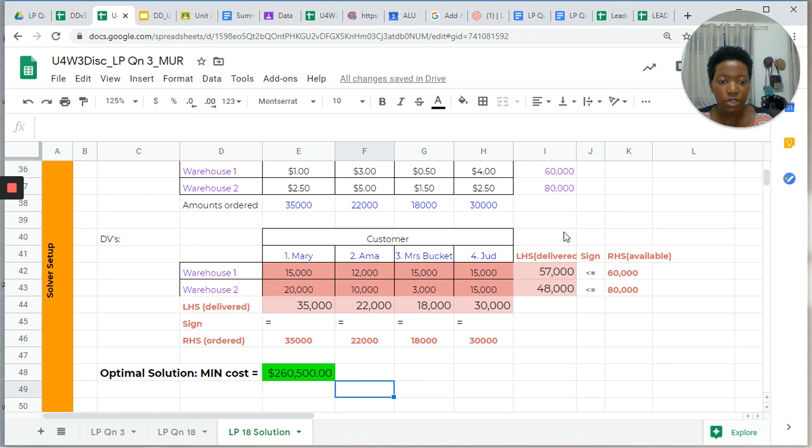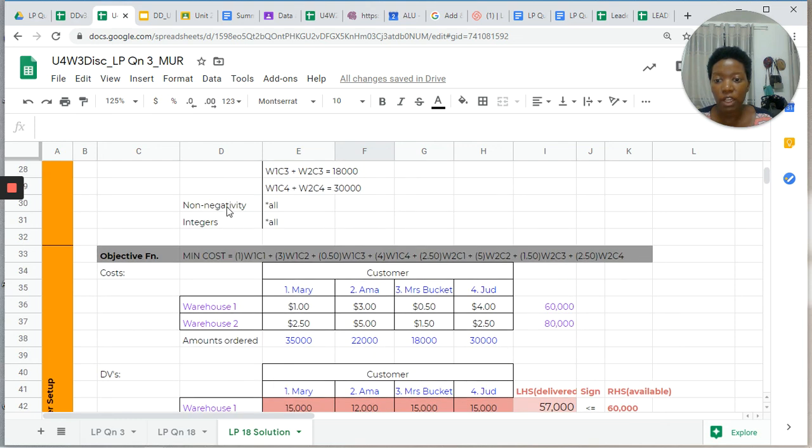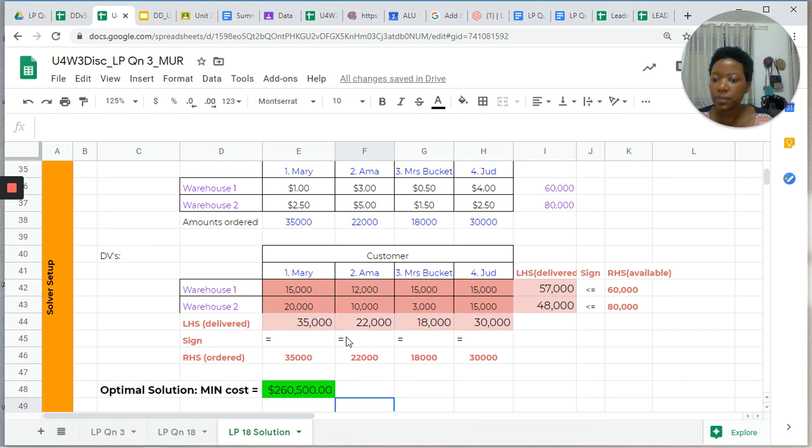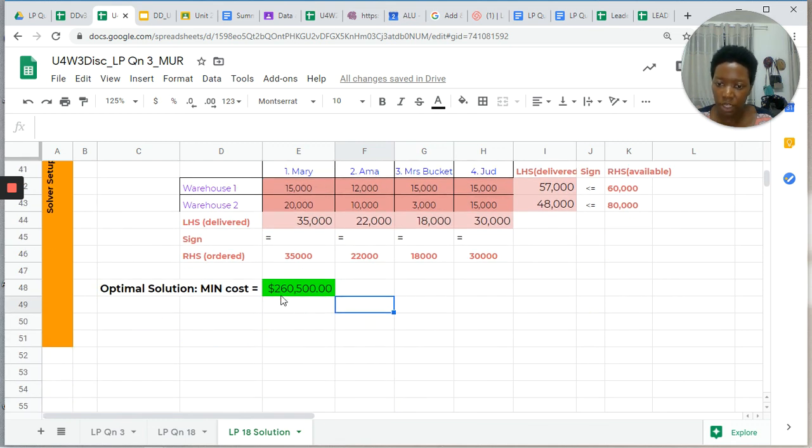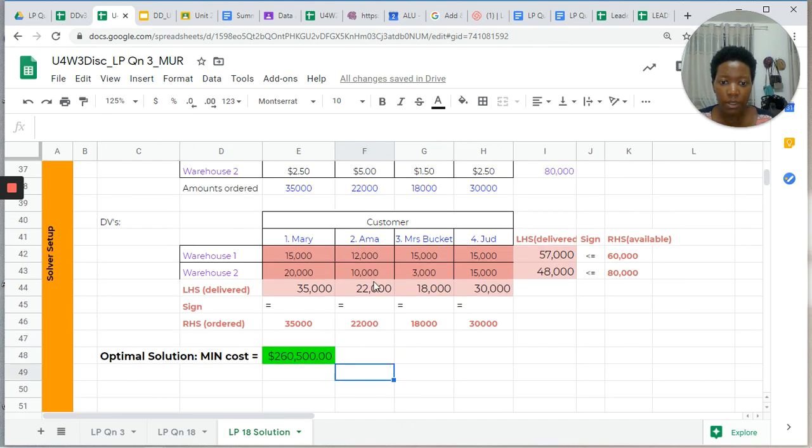When you do constraints, you're going to give Solver everything on this side. You're going to give Solver everything on this side. You're also not going to forget your non-negativity constraint and your integers. And then it will work these out for you. Okay, I hope that's clear.